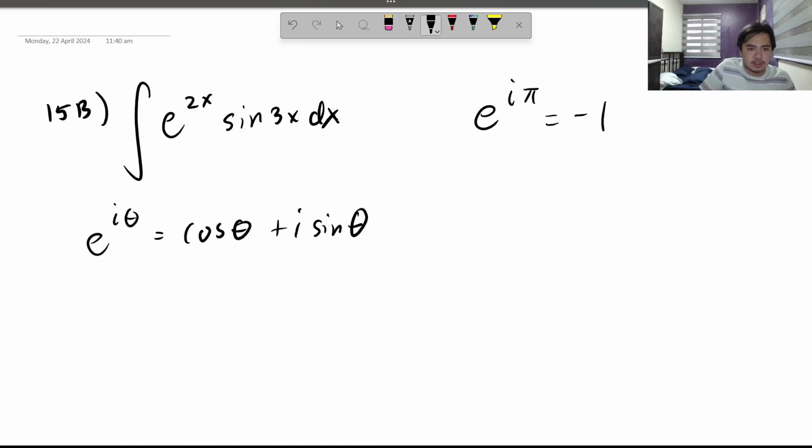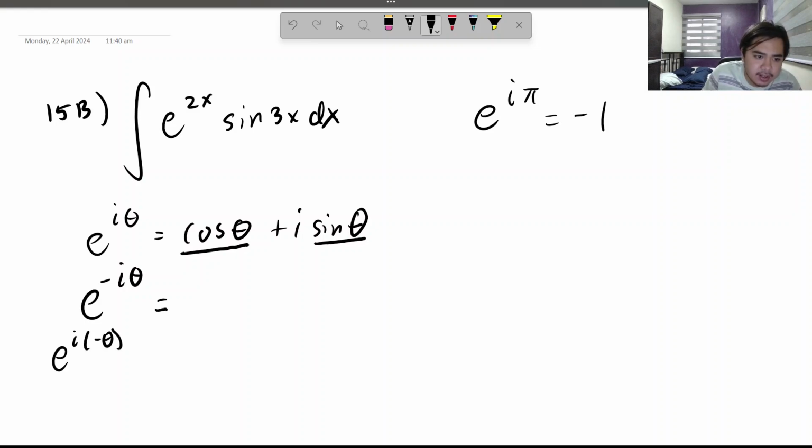But what we want is to isolate sine here and cosine here, because since we can connect e to the power of something to cosine and sine, maybe we can isolate sine and cosine to represent them in terms of complex numbers. So, how about we try this? E to the negative i theta. Well, this is just e to the i and then negative theta, right? Negative theta takes the place of this theta right here, so we can say this is cosine of negative theta plus i sine of negative theta.